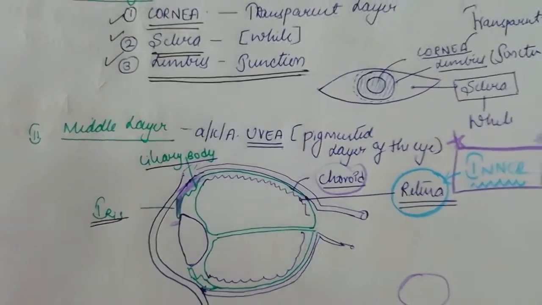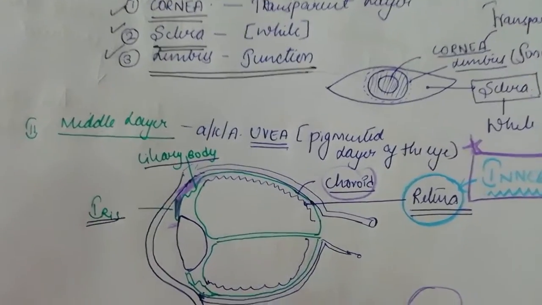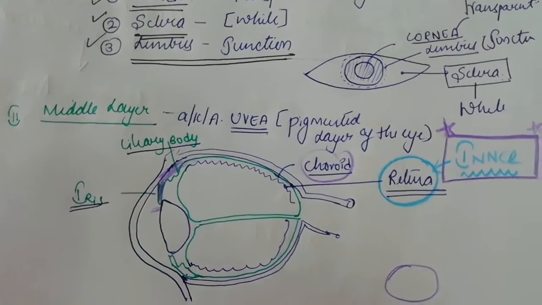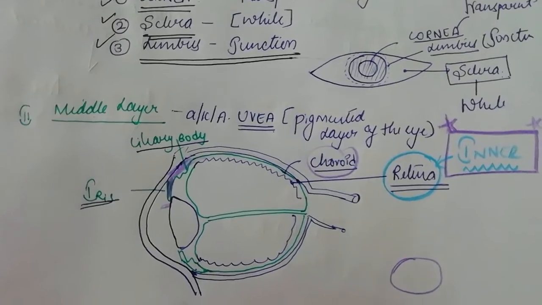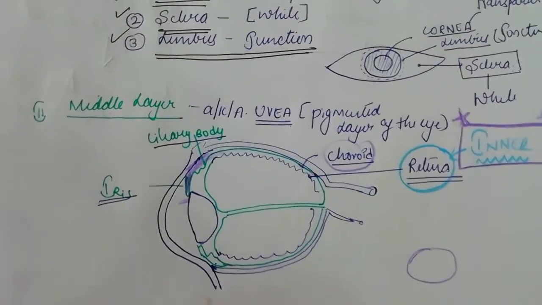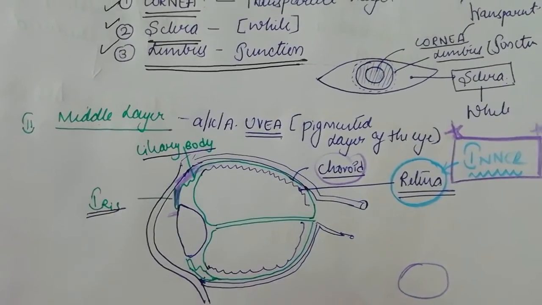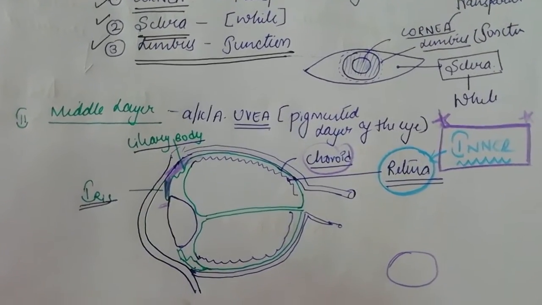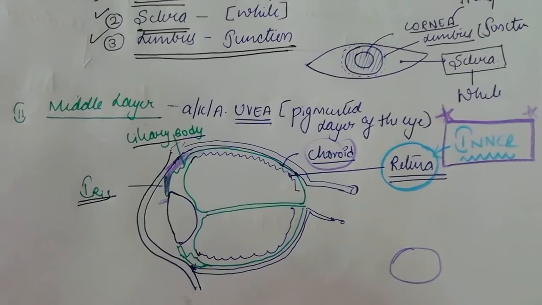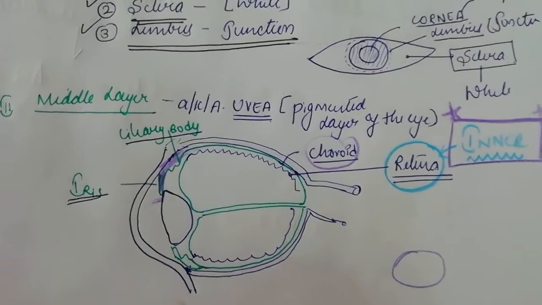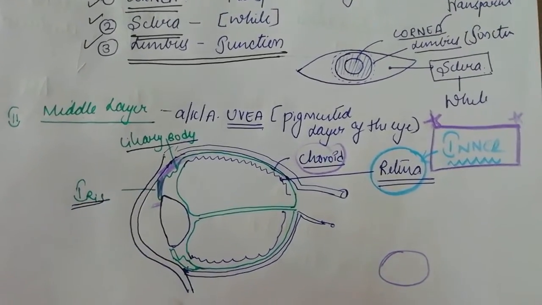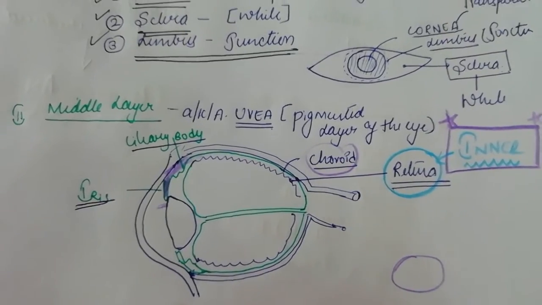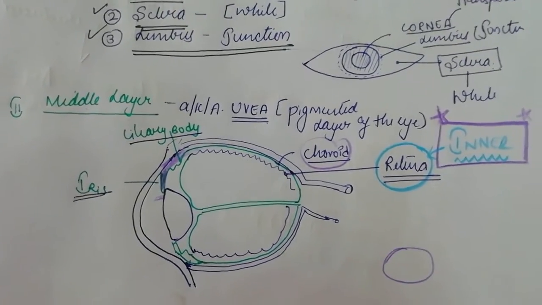So first part is iris. We'll be dealing in detail with the structure of iris, the function and all that. And the second part is ciliary body, okay? We'll be dealing in detail. And the third part is choroid. And what is the other name of middle layer? The other name of middle layer is uvea. And what do you mean by uvea? Uvea is nothing but a pigmented layer of the eye, okay? The pigmented layer of the eye, we call that uvea. So that's the first and the best thing you need to understand.